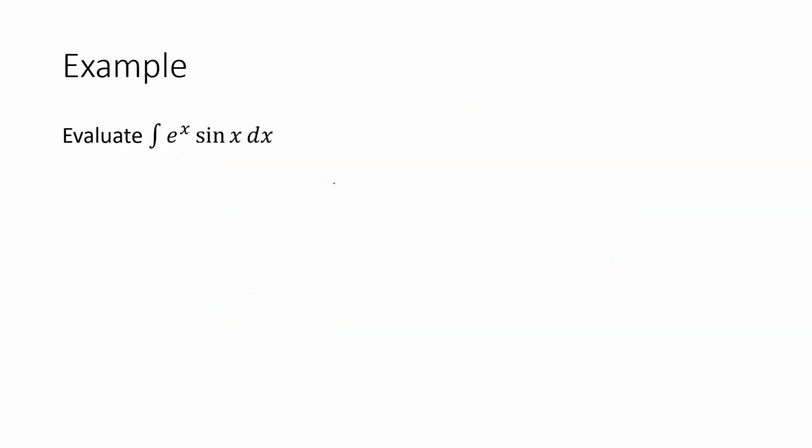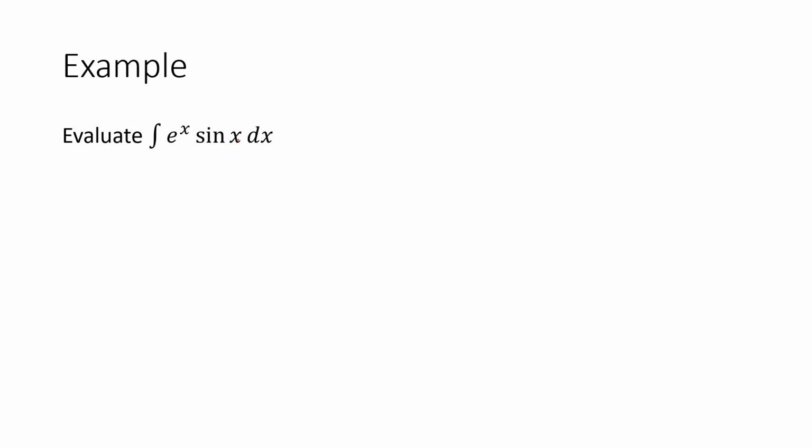Let's see what would be a good choice in this case. For e to the x times sine x, we might not be able to use our strategy to determine which of these would be a good choice for u. I'd say in either case, neither of these are going to simplify very nicely when we take a derivative. For instance, the derivative of e to the x is just e to the x. It doesn't change, so it doesn't simplify at all. And the derivative of sine x is cosine x, which doesn't necessarily simplify either. It's just another sinusoidal function.